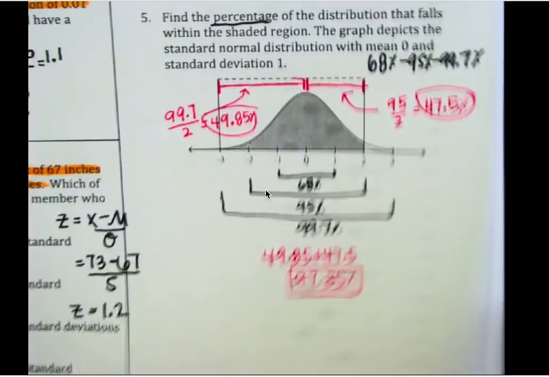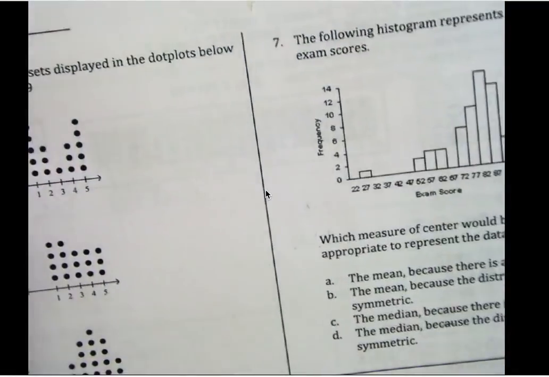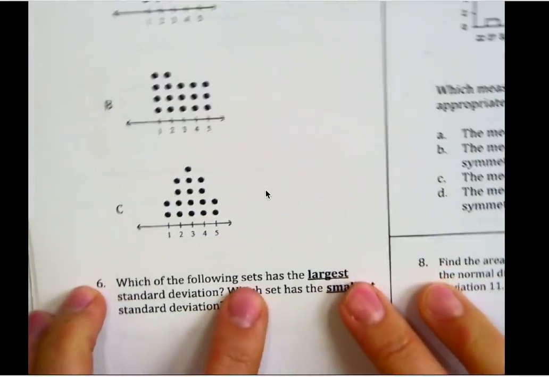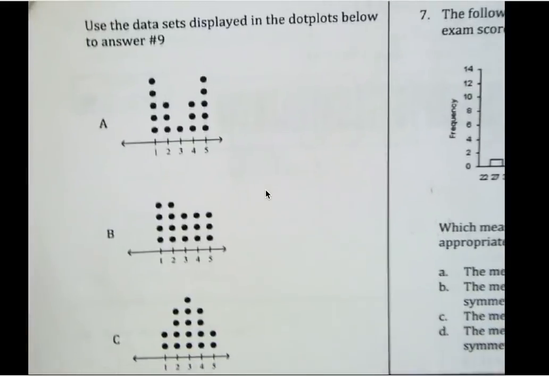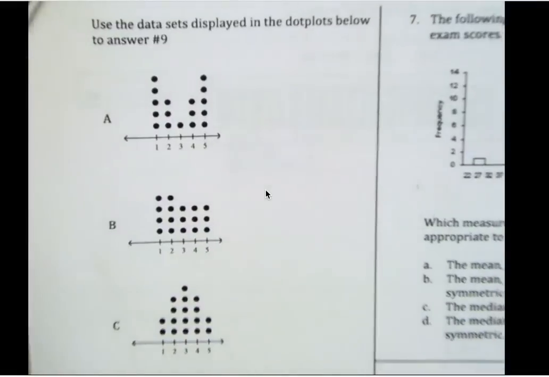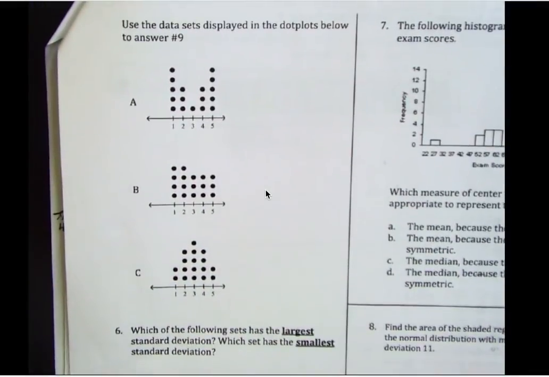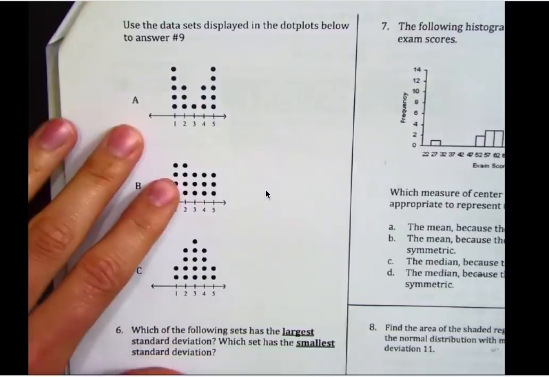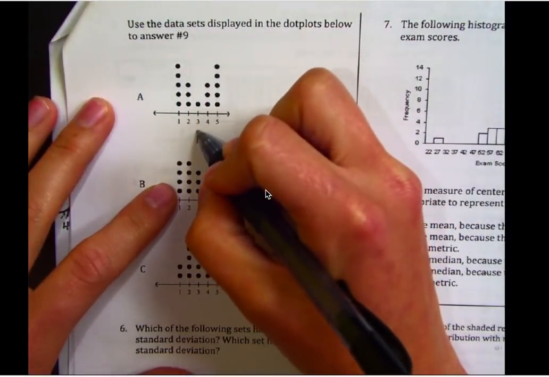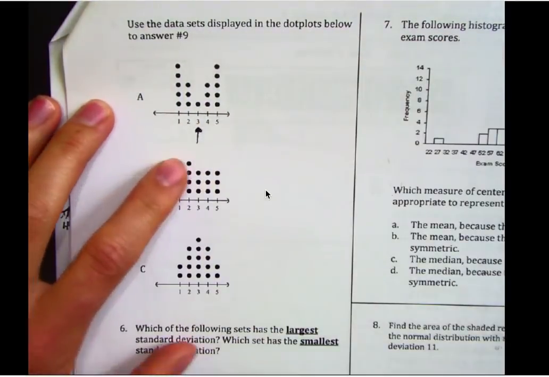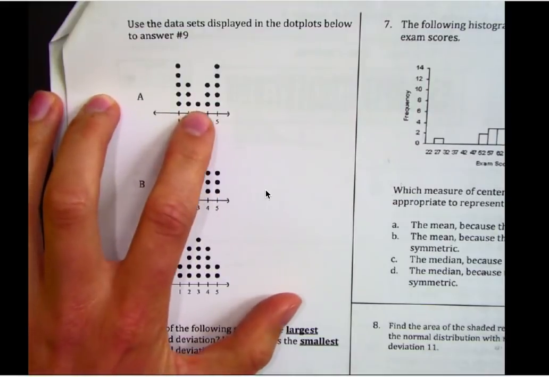Number 6, we are going to look at these sets of dot plots and figure out which set has the largest standard deviation and which set has the smallest. When we are looking at dot plots, we need to remember that when we're looking for the mean, we look at the middle. So in part A, right here at number 3, that would be our mean.